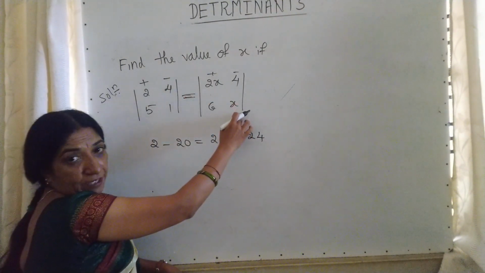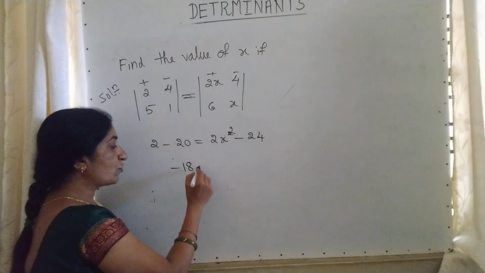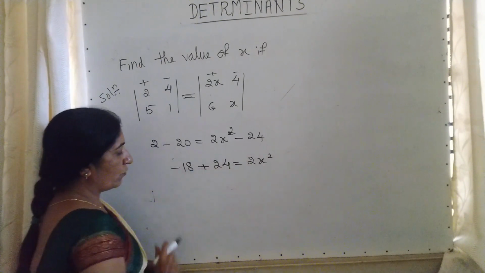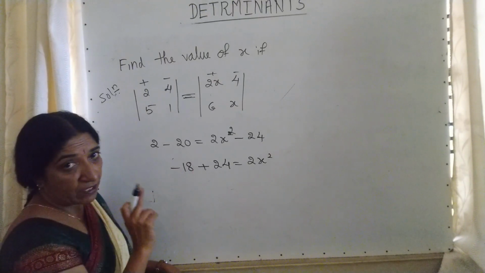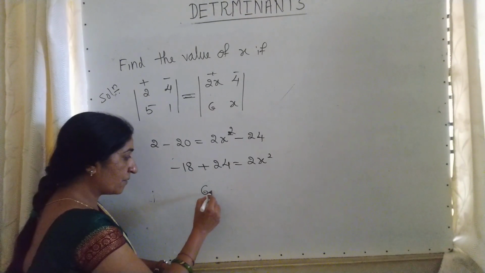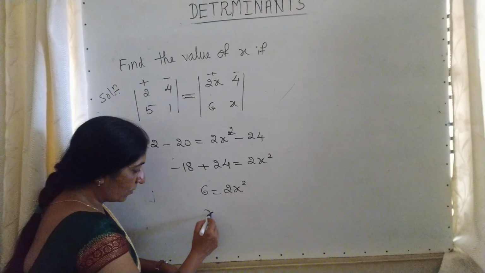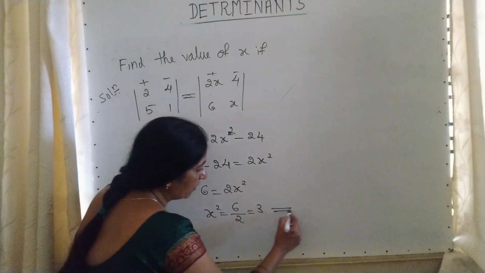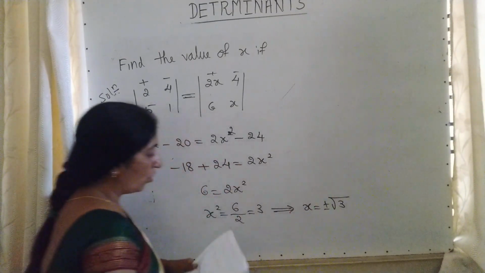From left top to right bottom and here to here. So it is minus 18 and I took minus 24 this side, plus 24 is equal to 2x square. What is 24 minus 18? One is a plus and one is a minus. What you are doing? We are subtraction. 24 minus 18 is 6 is equal to 2x square. Then what is x square? x square is 6 by 2, that is 3. This implies x is equal to plus or minus square root of 3.